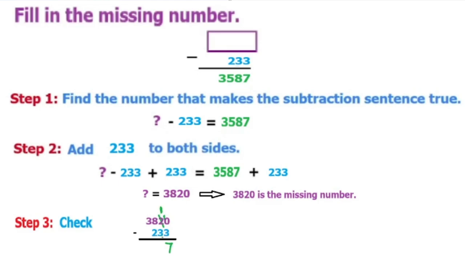Now we go to the next place value. 1 minus 3, we can't do that, so let's borrow from the 8. The 8 becomes a 7, and this 1 here becomes an 11. 11 minus 3 is 8. Then we go to the next place value. 7 minus 2 is 5. And then 3 minus nothing is 3. So that is correct. It's the same number as this.